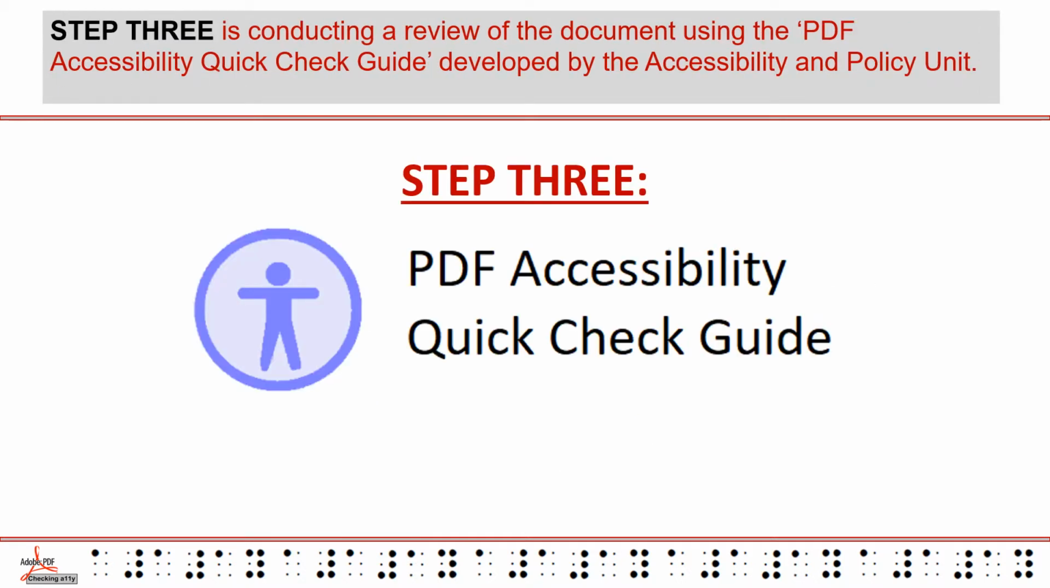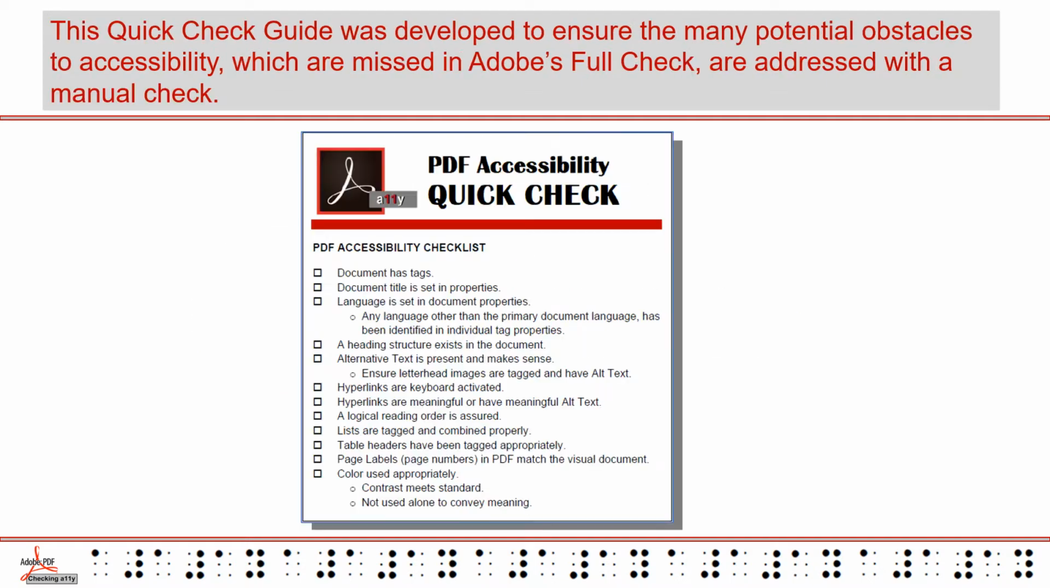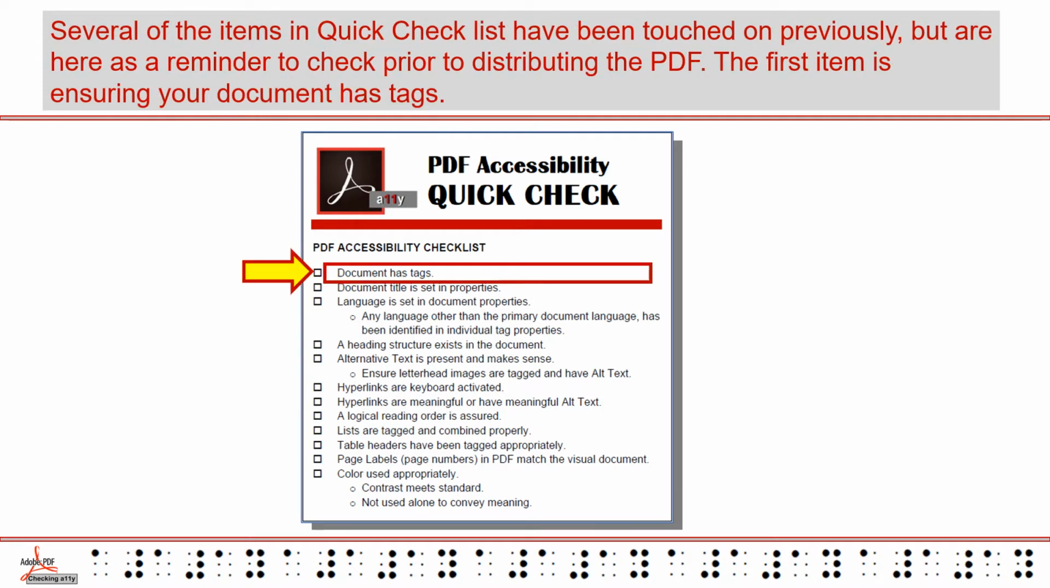Step 3 is conducting a review of the document using the PDF Accessibility Quick Check Guide developed by the Accessibility and Policy Unit. This quick check guide was developed to ensure the many potential obstacles to accessibility, which are missed in Adobe's full check, are addressed with a manual check. Several of the items in the quick check list have been touched on previously but are here as a reminder to check prior to distributing the PDF.